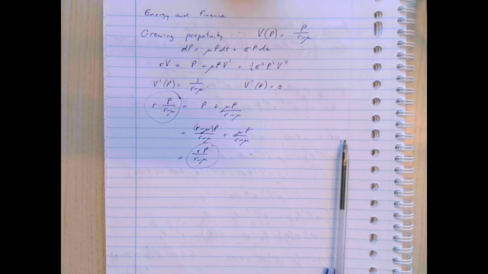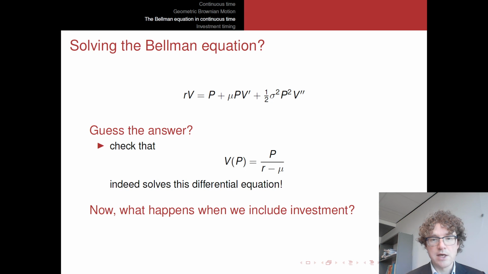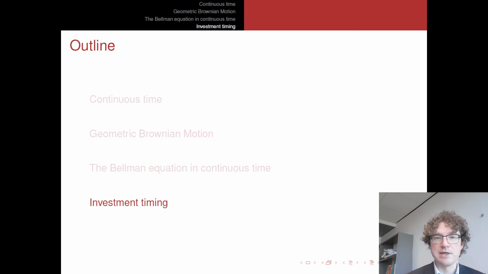So let me get back to the slide. Indeed this solves that differential equation. What we now would like to do is include investment. So we want to have a look at what happens if today we get nothing, no cash flows, but we might invest some investment cost I in order to get something which depends on some price process, some profit process P. That will be the contents of the next video.